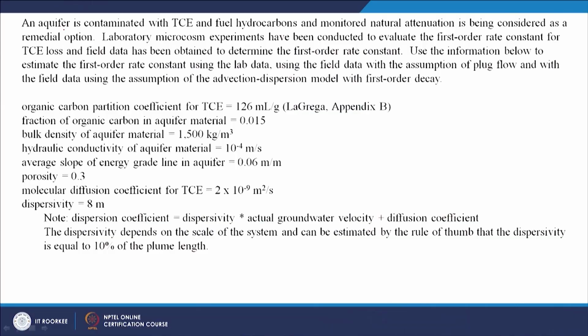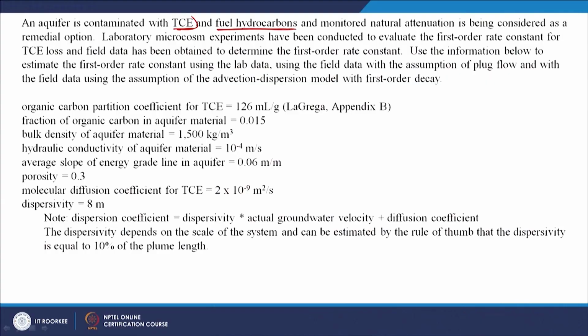So again, as a quick recap, we have a site contaminated with TCE and fuel hydrocarbons. The fuel hydrocarbon will be the electron donor, because the carbon here is relatively more reduced when compared to the carbon in TCE. And TCE is the compound that we are trying to look at. Obviously, we need both the electron donor and the electron acceptor for the redox process to go through. That's something to keep in mind.